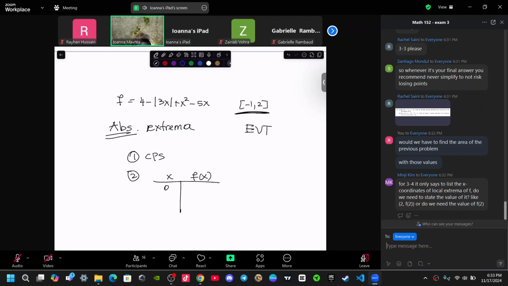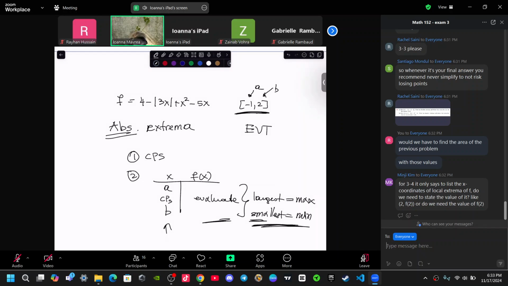Here's the endpoints, A and B. Here's A. Here's B. And between, you're going to put all the critical points and then evaluate. The largest F value is the maximum. The smallest F value is the minimum value for the function. These are the absolute extrema. But you need to put the endpoints. And you also have to put, in addition to the critical points, anything else weird.